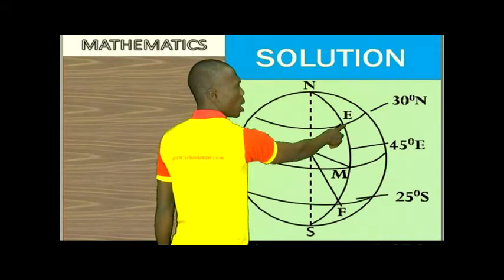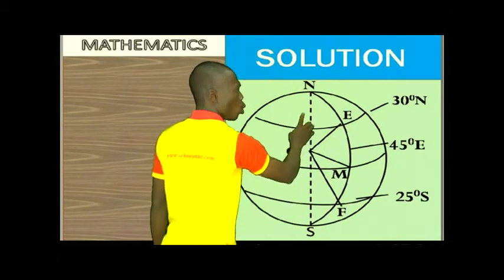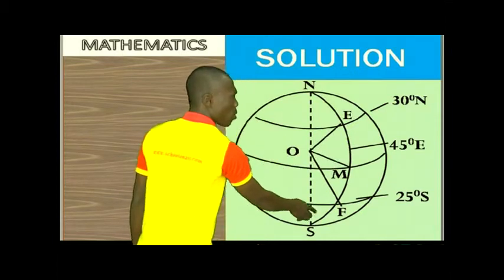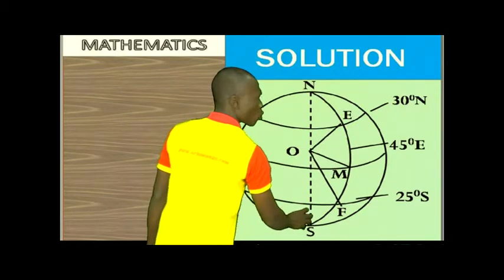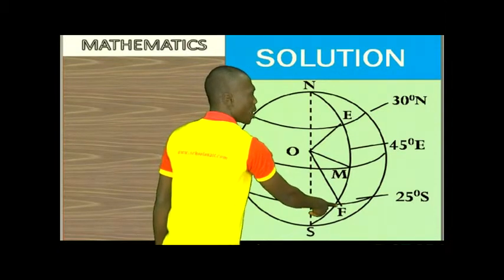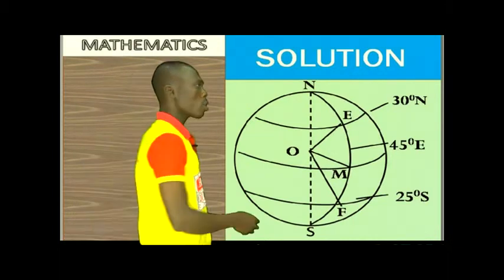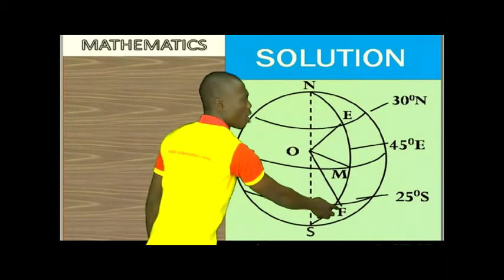So we have this point. And then the other position is a position F that is defined by also longitude 45 degrees east, but latitude, what? 25 degrees south. So the point of intersection of those two imaginary lines also defines the location of a point F. So we have position E here and we have position F here.